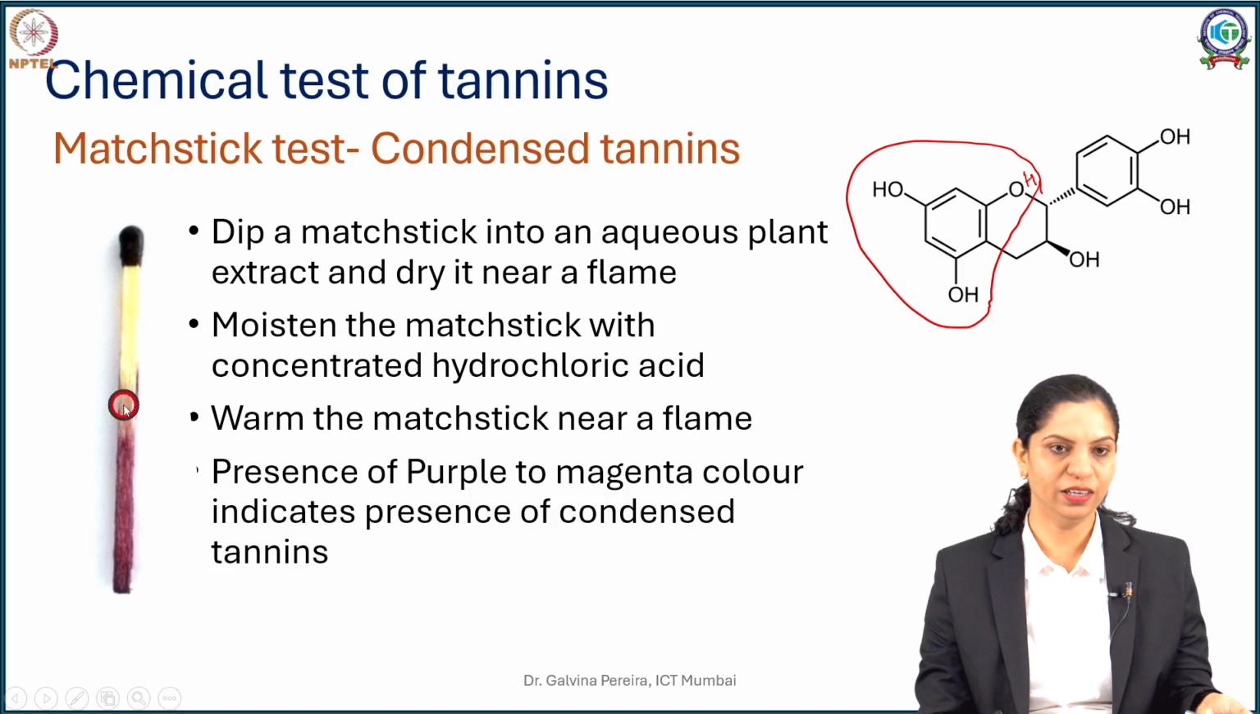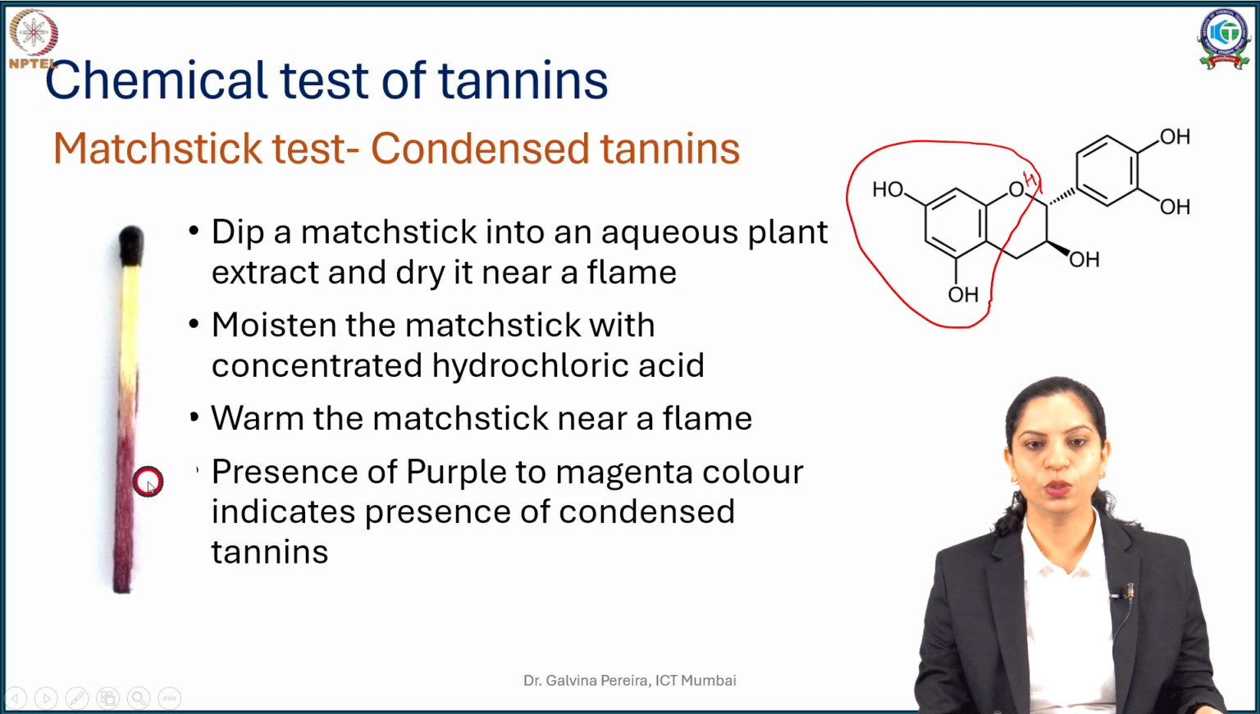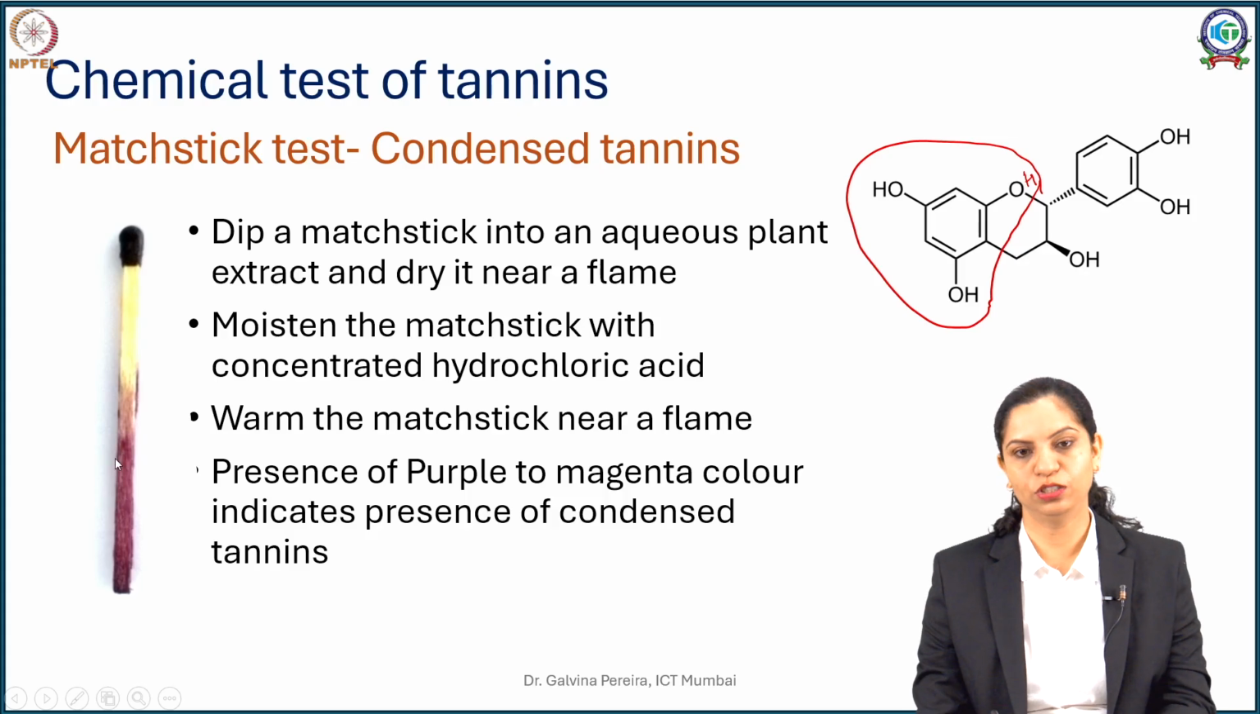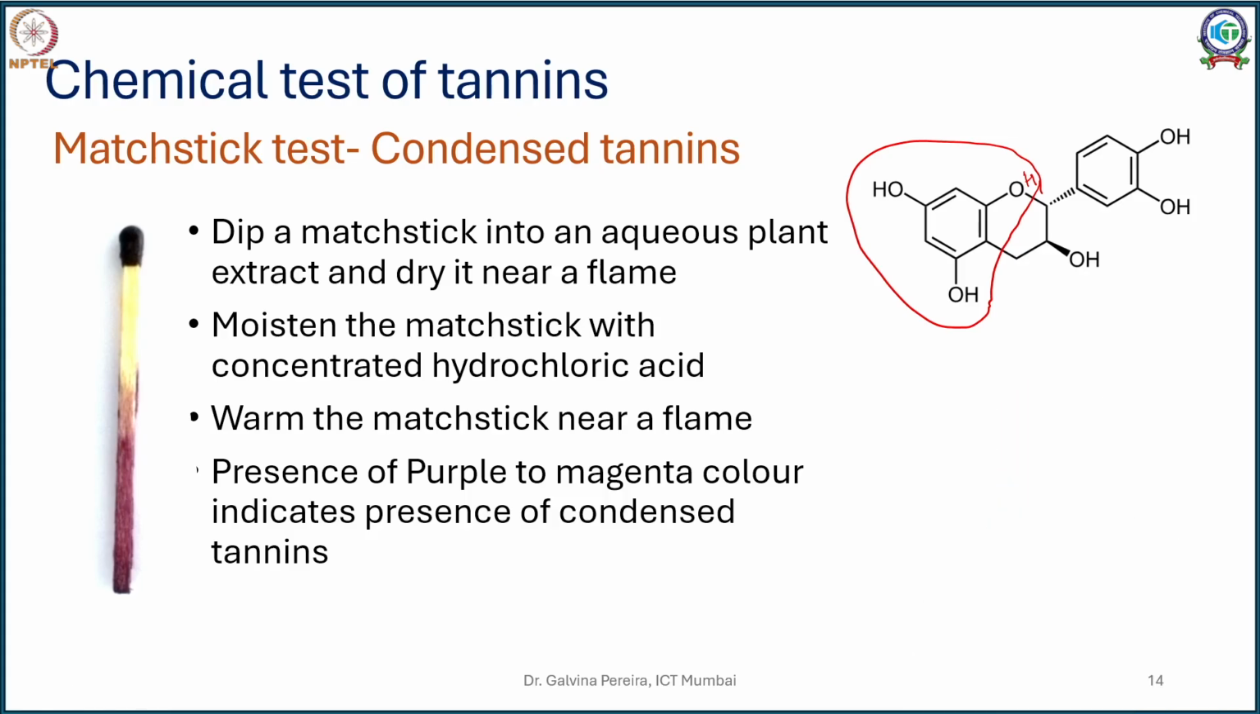You can see here initially the matchstick is nice yellow in color, but after I dip it in catechu, the color is brownish, and in the region where it is dipped in HCl and brought near the flame, you get a purple to magenta color indicating the presence of condensed tannins.